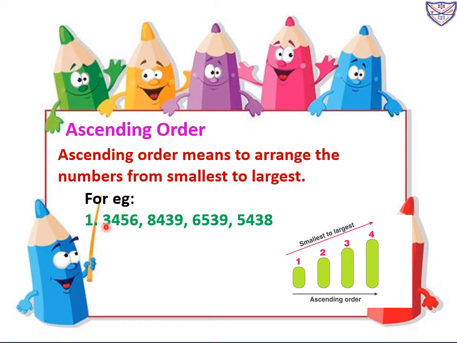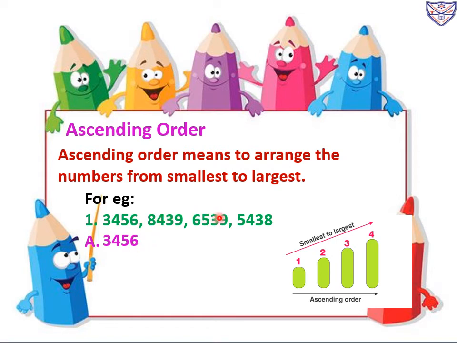So in the first number, which digit is there in the thousands place? That is 3. In the second number, in the thousands place, which digit is there? 8. In the third number, which digit is there? 6. In the fourth number, which digit is there? 5. So now we will compare between 3, 8, 6, 5. Which one is smallest? We have to write in ascending order, so first we will write the smallest and then move to the greatest. Which one is smallest? That is 3. So first we will write 3456.